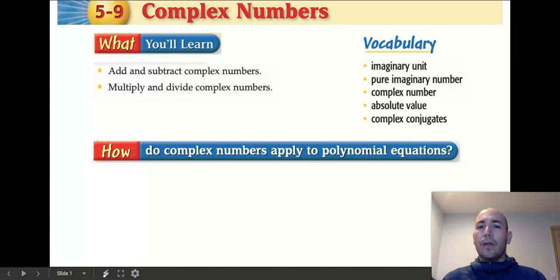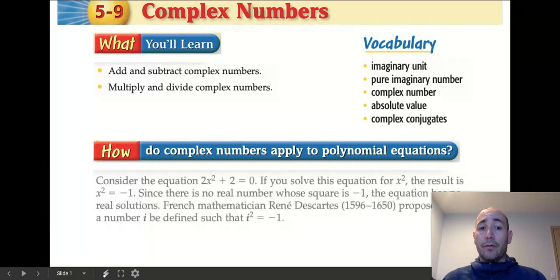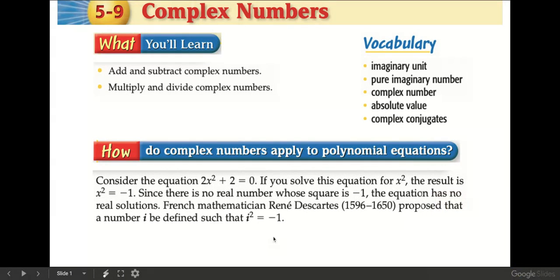So how do complex numbers apply to polynomial equations? So consider the equation 2x squared plus 2 equals 0. If you solve this equation for x squared, the result is x squared equals negative 1. Since there is no real number whose square is negative 1, the equation has no real solutions. French mathematician René Descartes, who was alive from 1596 to 1650, proposed that a number i be defined such that i squared equals negative 1.